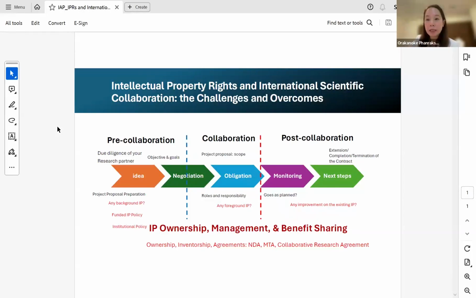Once you start negotiating with your research partners, you have to think about the collaboration part, the second column here. What is the scope of your project, and the roles and responsibilities of your part? When you jump into this kind of collaboration, you may have to think about whether you come with any background IP, meaning before you enter into any collaboration, do you have any intellectual property rights before jumping in? This is something you need to claim clearly before you join this kind of project.